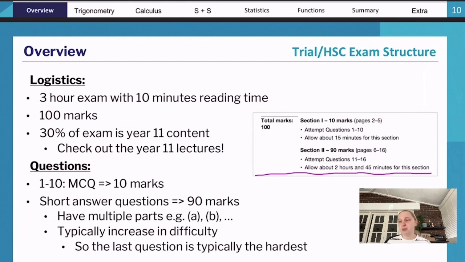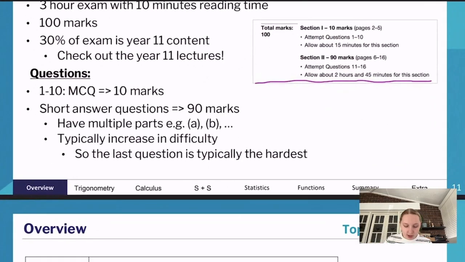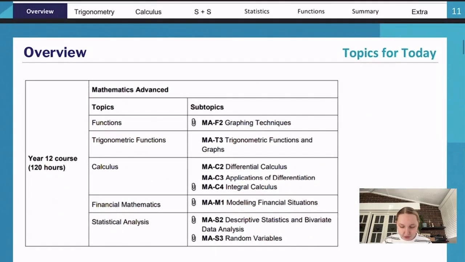Or, if you're not as familiar with what they're trying to assess in question 11, then maybe that'll be a bit harder. But in general, they are designed to get harder as you go through. So you want to think about that when you're thinking about how you're going to approach the paper, if you're going to spend more time in the second half of the paper than the first half, because your time is not going to be split up proportionately. So you just want to keep that in mind when you're thinking about how you're going to approach your paper.